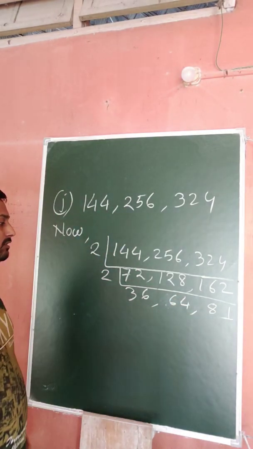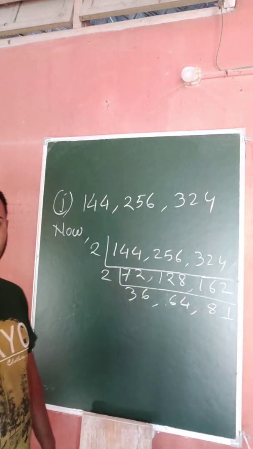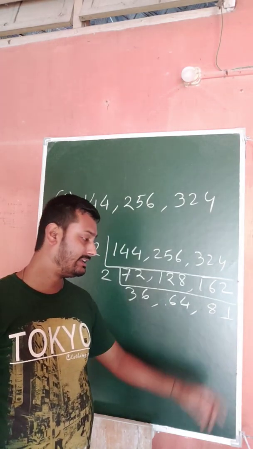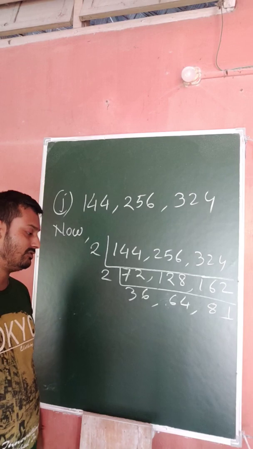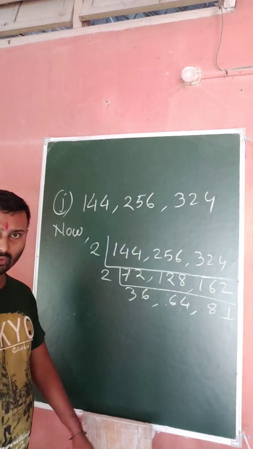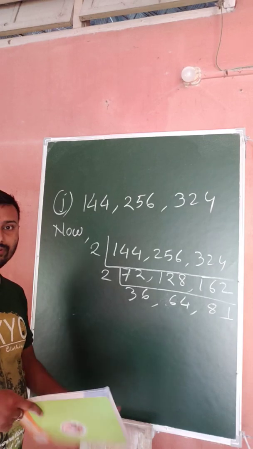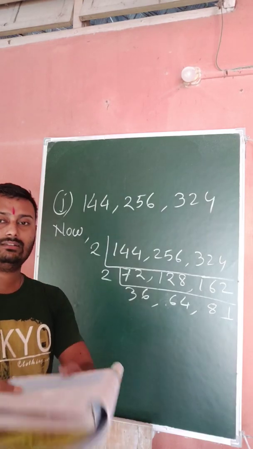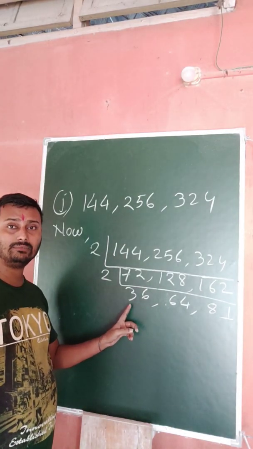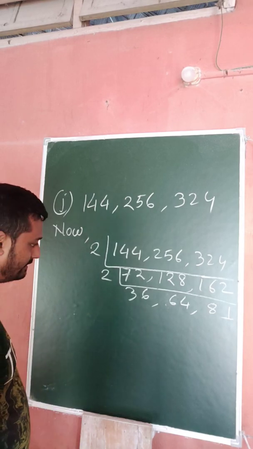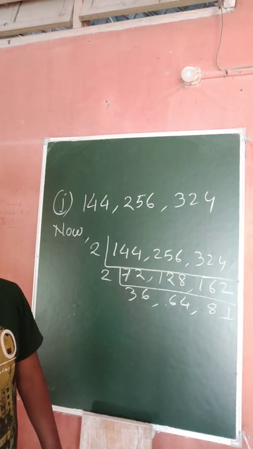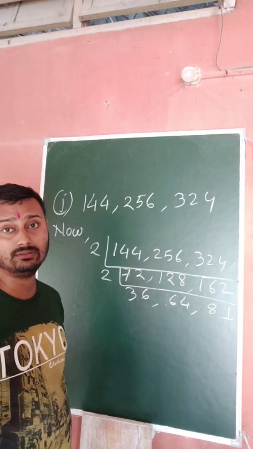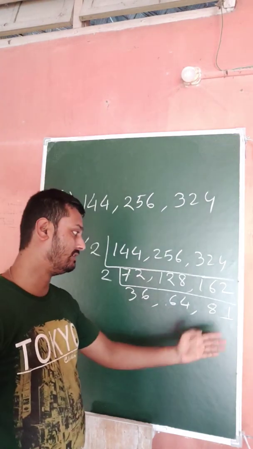Now look at this one, 36, 64 and 81. 36 is an even number, 64 is also an even number, but 81 is not an even number because it is not divisible by 2. So now let us take the divisibility test of 3. 36: sum of all digits, 3 plus 6 is 9, divisible by 3. 8 plus 1 is 9, which is divisible by 3. But 6 plus 4 is 10, and 10 is not divisible by 3. That means these numbers are not divisible by 3.